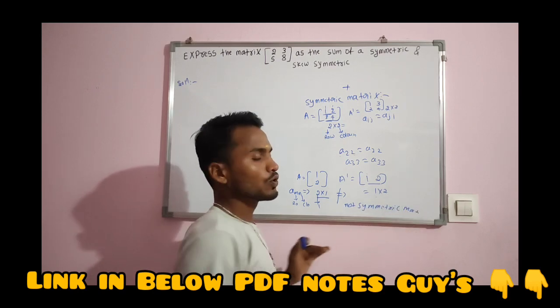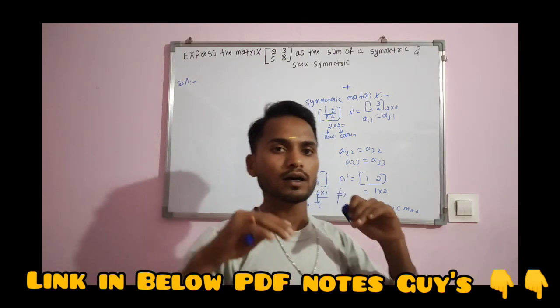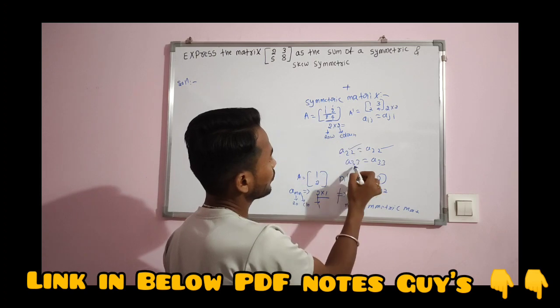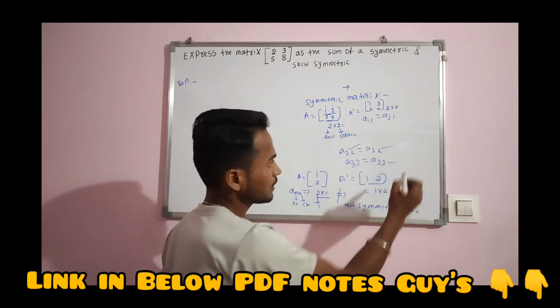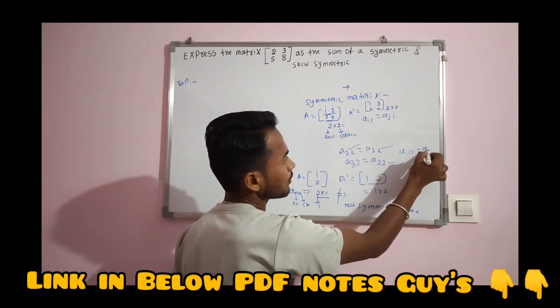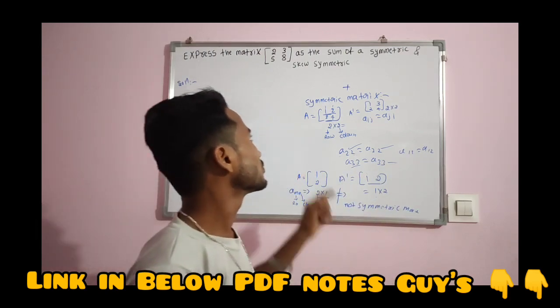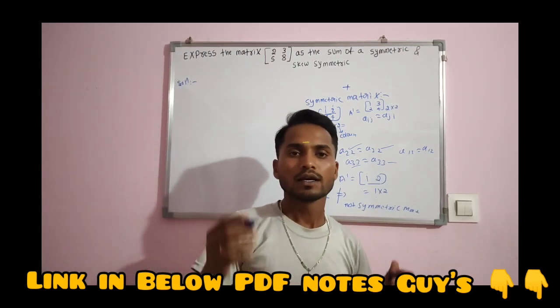Symmetric means the matrix equals its transpose. So A22 equals A22, A33 equals A33, A12 equals A21, and so on. Then you have a symmetric matrix.